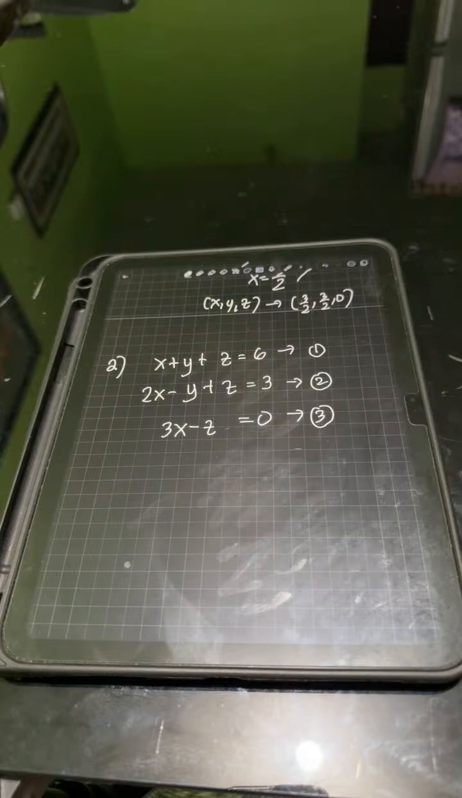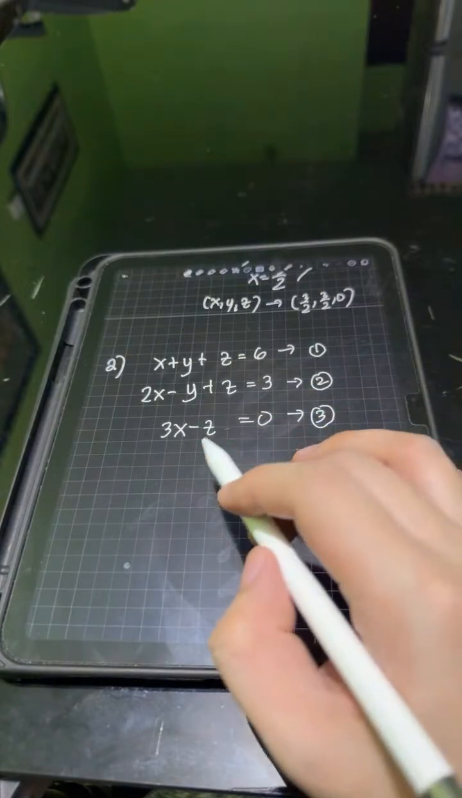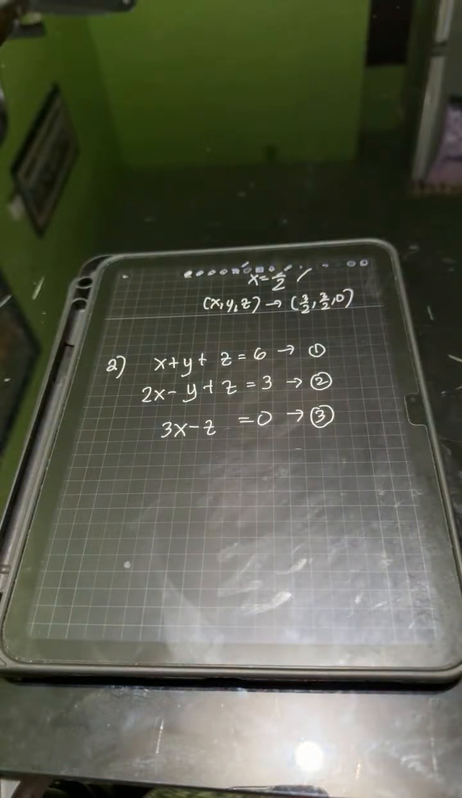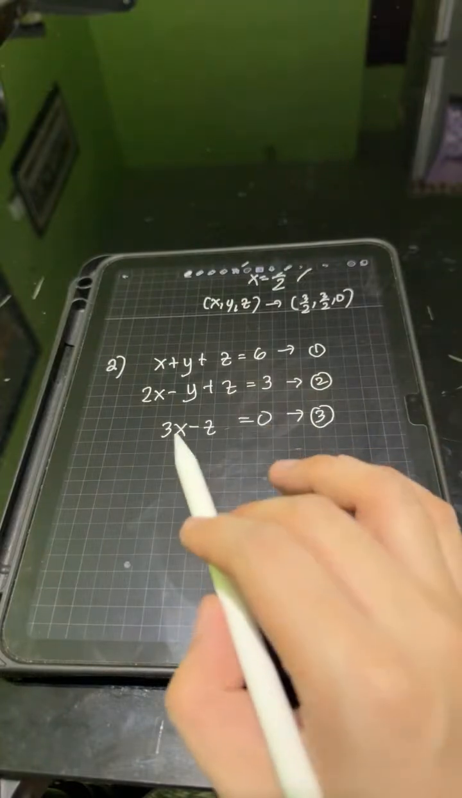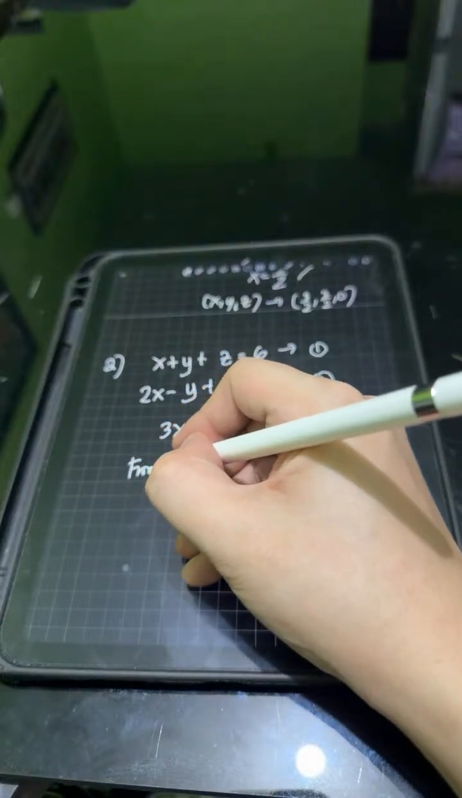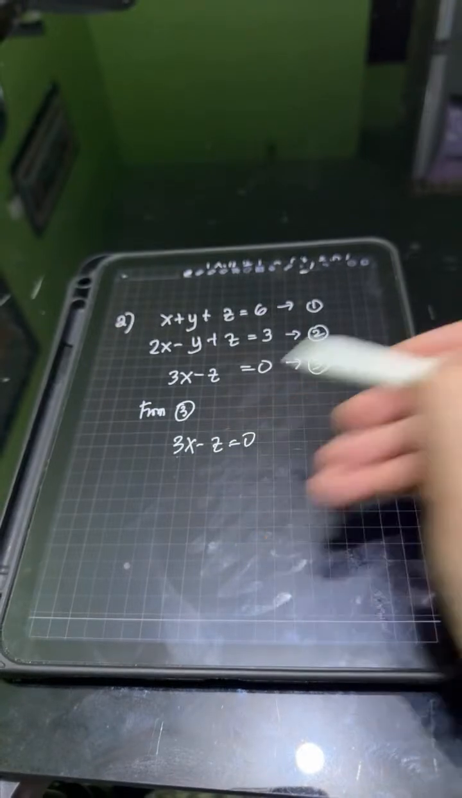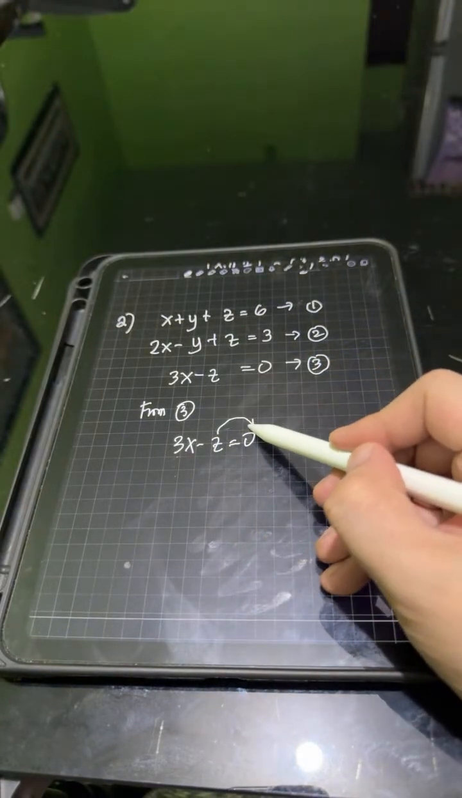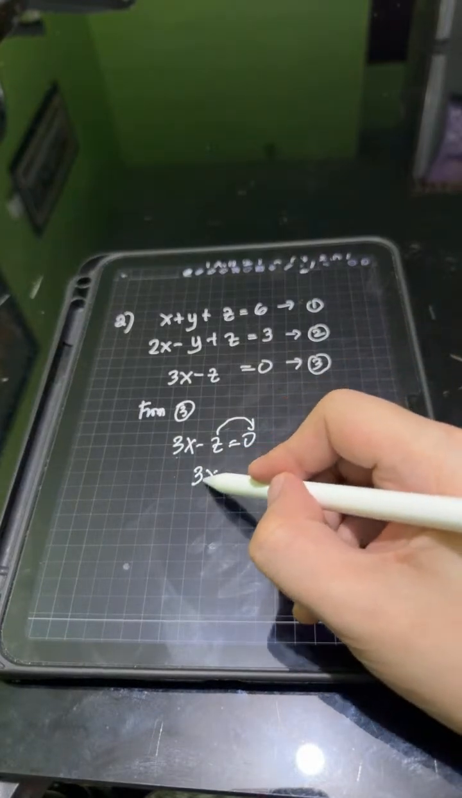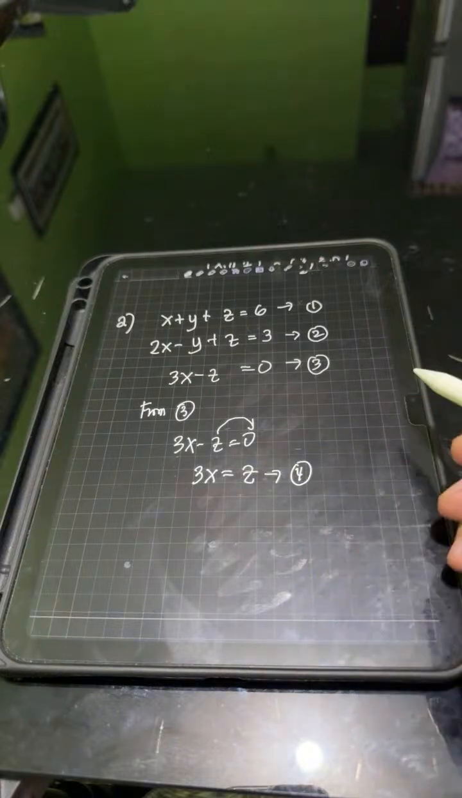So this time, using equation 3, let's try to solve for z in terms of x, because it only involves x and z variables. From equation 3, we solve for z in terms of x. You just transpose z to the right side so that you have 3x is equal to z. So let's name this equation 4.